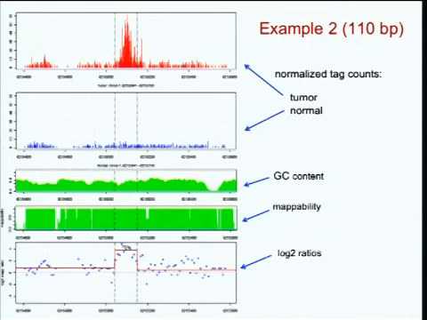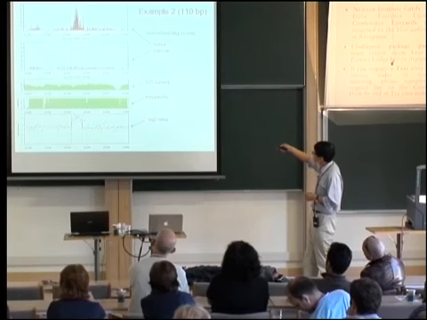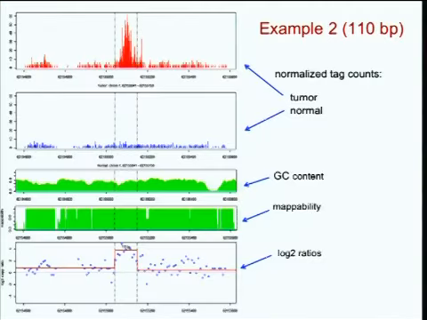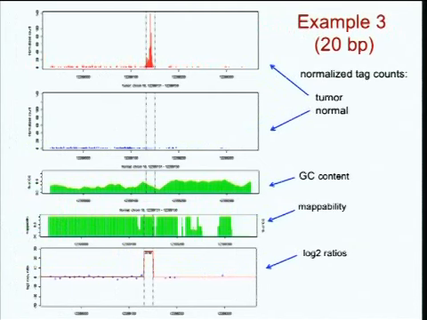Now let's look at some smaller ones. So in this example, this is 110 base pairs. Tumor reads, normal reads. We look at GC content and mappability just to make sure that there's nothing funny going on in the log two ratios. Pretty easy to tell. Okay. 20 base pairs. Pretty easy to tell.